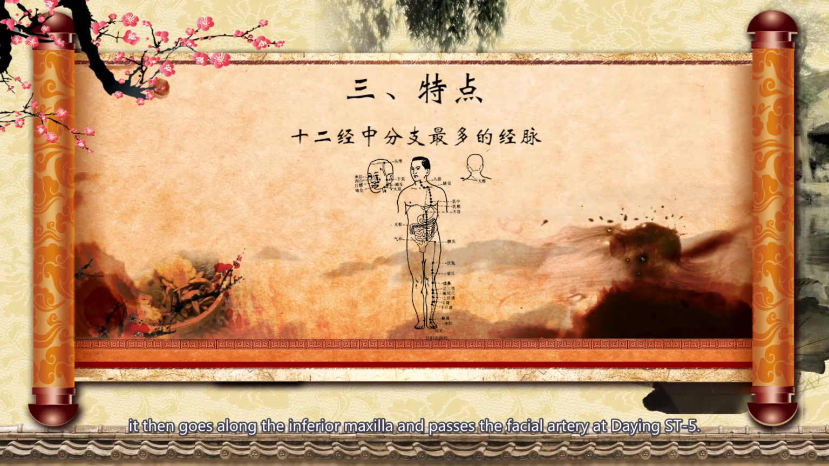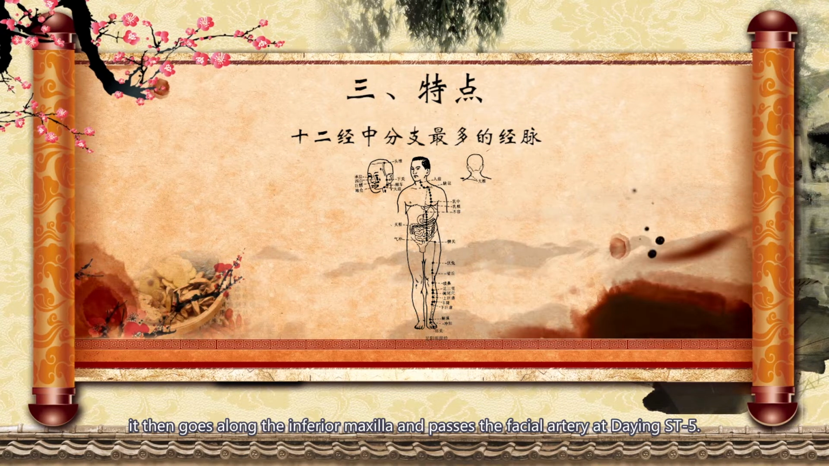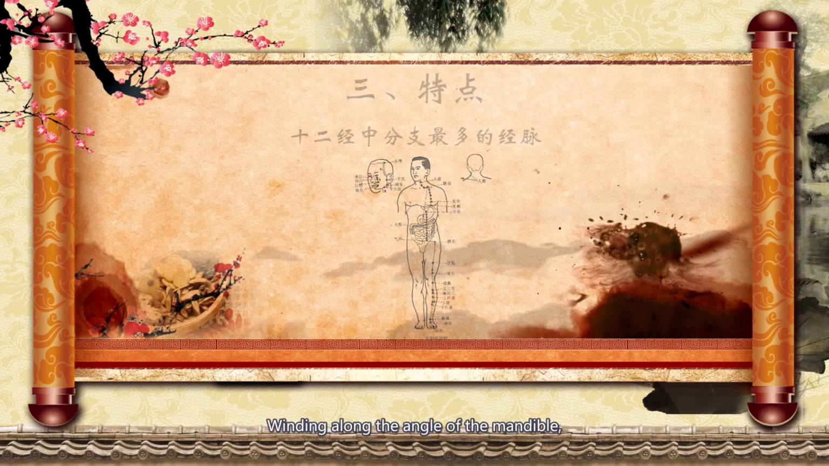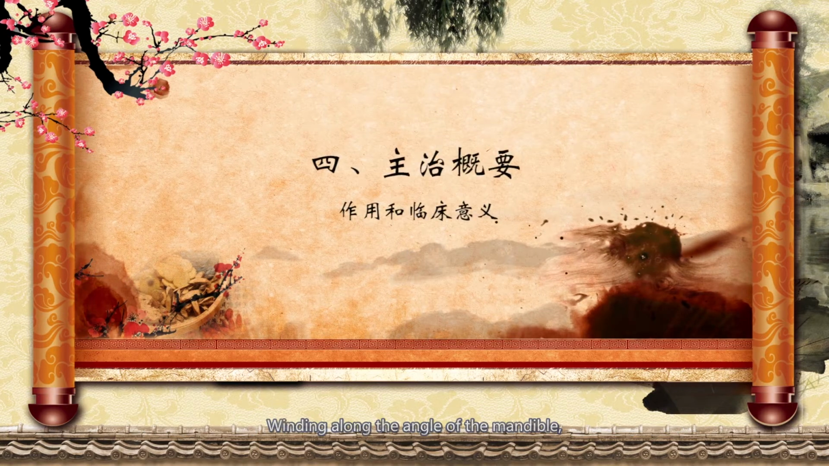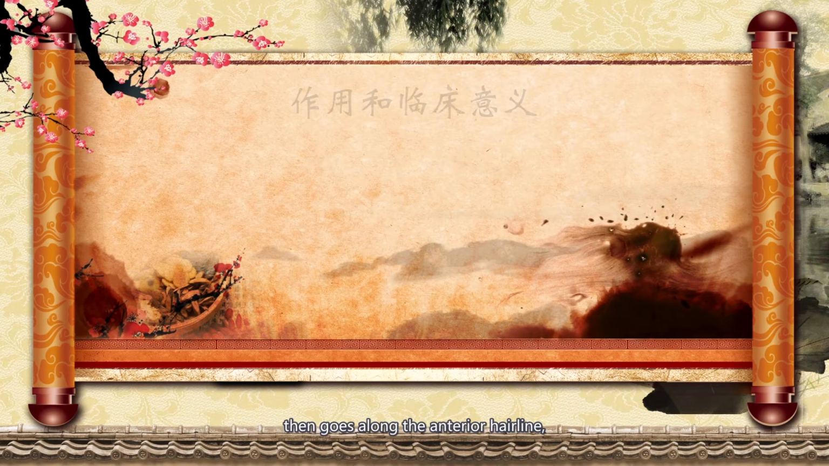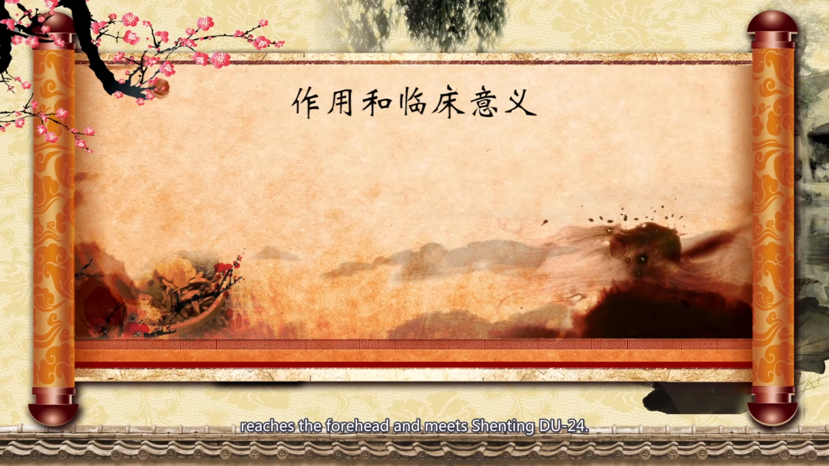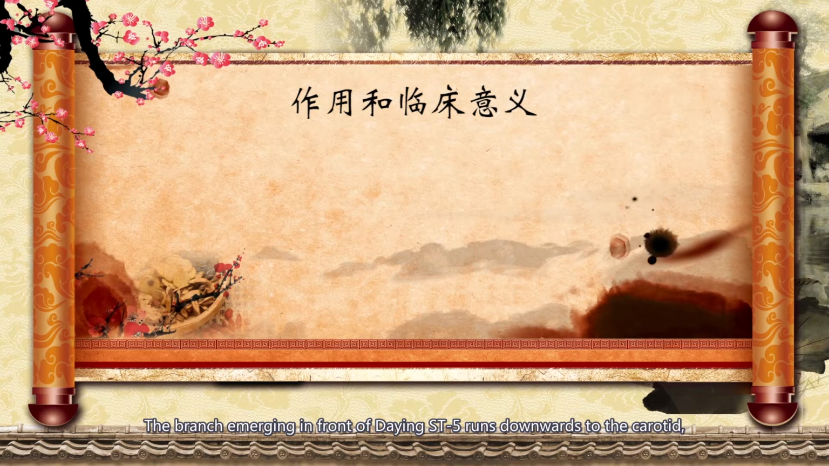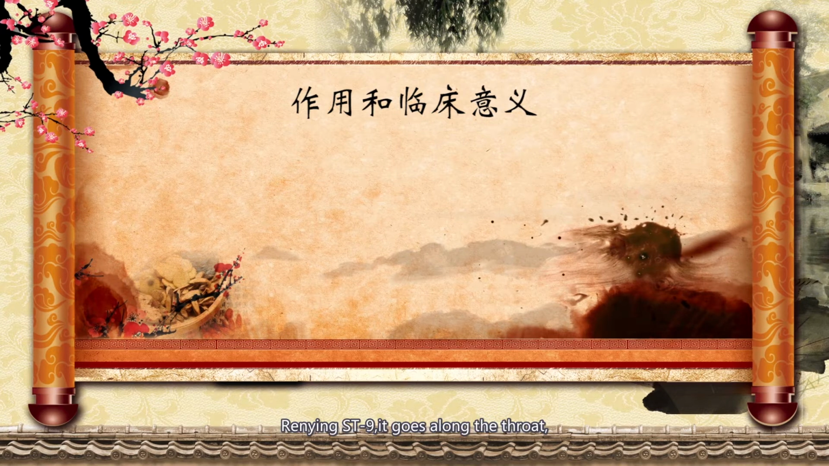It then goes along the inferior maxilla and passes the facial artery at Daying. Winding along the angle of the mandible, it extends to the front of the ear and traverses the zygomatic arch, then goes along the anterior hairline, reaches the forehead, and meets Shenting. The branch emerging in front of Daying runs downwards to the carotid, Renying.